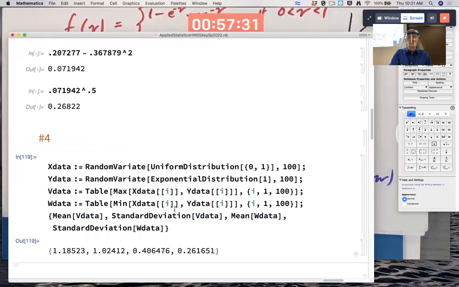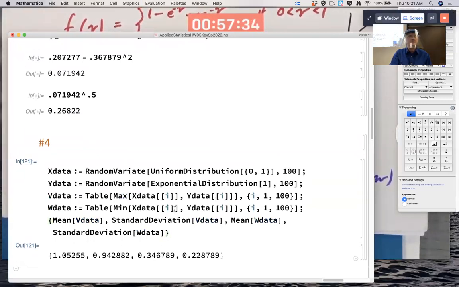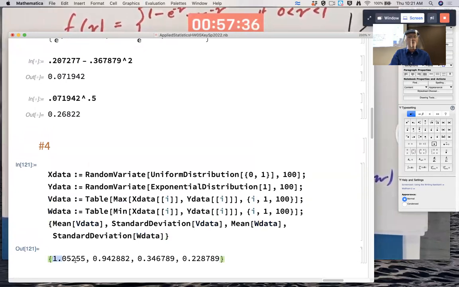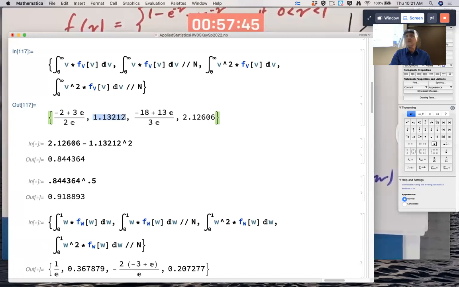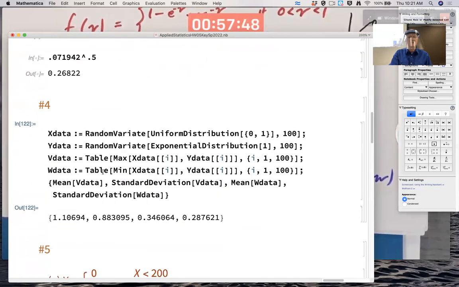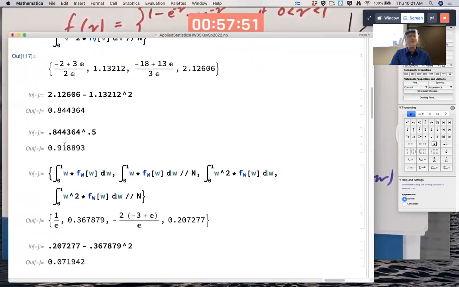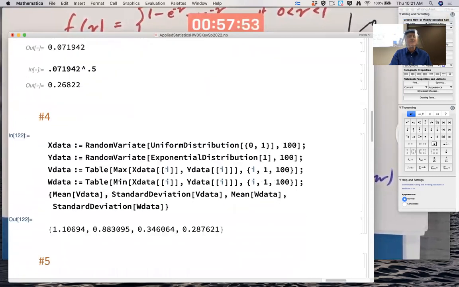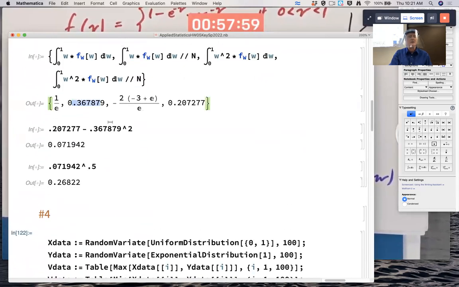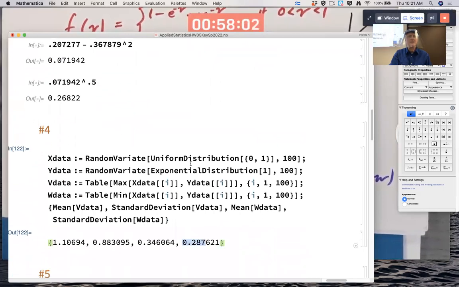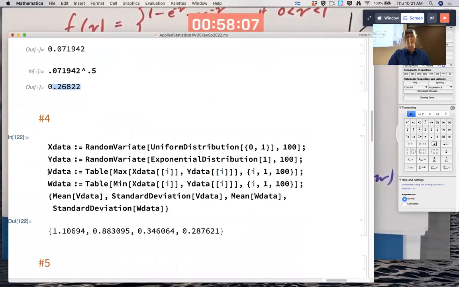And every time you enter this, you're going to get a different answer. But approximately, the mean of V here for this run is close to 1.11, close to that 1.13. Standard deviation, 0.88, close to hopefully 0.92. Yeah, not too far. For the minimum, mean 0.35, close to 0.37. And standard deviation 0.29, close to 0.27. Again, you probably did this in a different way if you were able to do it. That's the way I chose to do it.